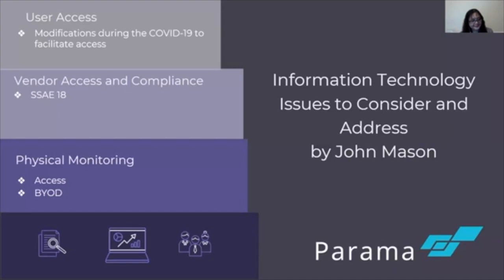Within BYOD, you also want to make sure your contract allows the CU to do a remote wipe of the device if the device is stolen or if the employee separates from the organization. This helps protect members' data privacy from there. And then lastly, you want to make sure that the BYOD also provides for using a virtual private network or VPN connection.